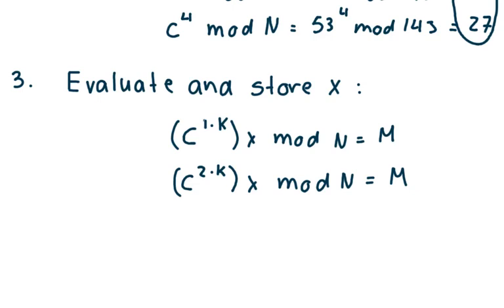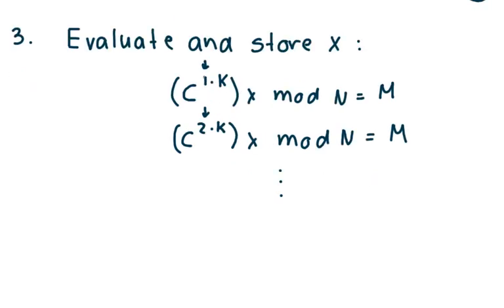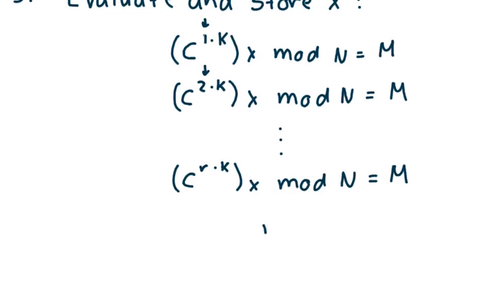And then Eve is just going to keep on increasing that power right here: 1, 2, 3, 4, so on and so forth, until she gets to some value r, where c to the r times k power x mod n is equal to m, where r times k is greater than n.